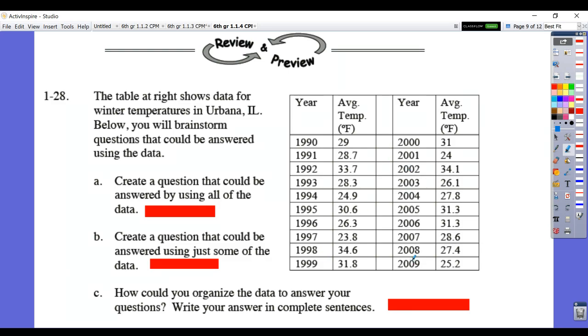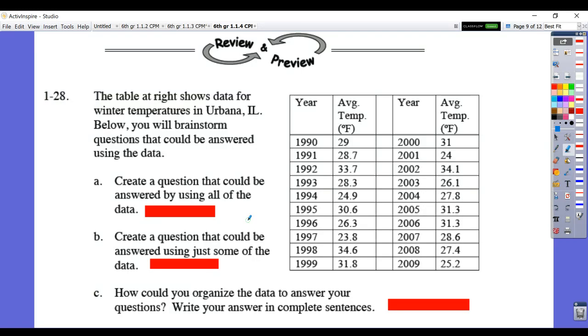through 2009. So the first thing they want you to do is just create a question that you could answer by using all of the data. So your question could be different from someone else's and still be absolutely fine. So for example, maybe you would ask, what is the average of the temperatures between 1990 and 2009? Maybe, and then you could find that. Maybe you could ask the question, what is the difference in the highest and lowest temperatures between 1990 and 2009? And you could answer that.